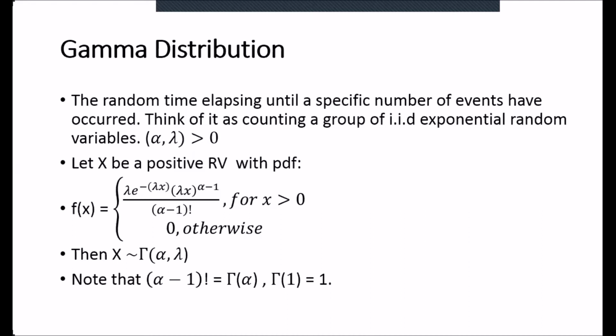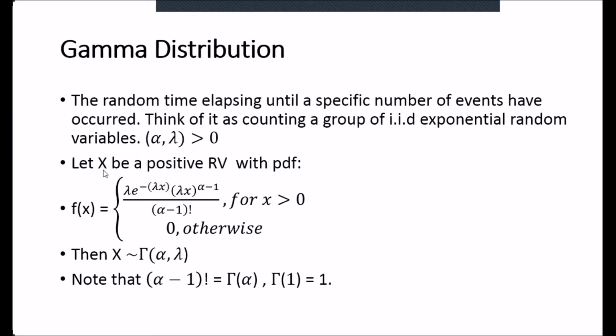But the gamma distribution is, in a sense, think of it as I'm counting a certain number of independent, identically distributed exponential random variables. And that certain number of them refers to this parameter over here, alpha. Alpha is the number of these IID exponential random variables that we are counting, alpha of them. Alpha is the shape parameter, and lambda is the same as the lambda from the exponential distribution, that is the rate parameter. Shape and rate, and both of them have to be greater than 0.